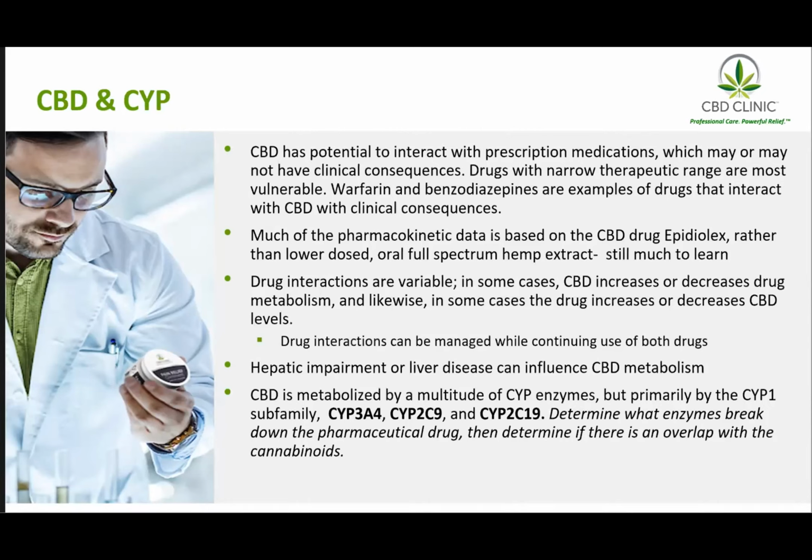So much of the pharmacokinetic data that we have about CBD is based on the drug Epidiolex, which is an FDA-approved drug for seizures. And it's different because it's a CBD isolate and it's given in much higher doses than a full spectrum hemp extract. In fact, it's about 10 times more than you would take in a full spectrum version. And so obviously the pharmacodynamics are going to be very different. So we don't have as much data on the full spectrum hemp extract, especially at those lower levels. And so we still have a lot to learn on that.